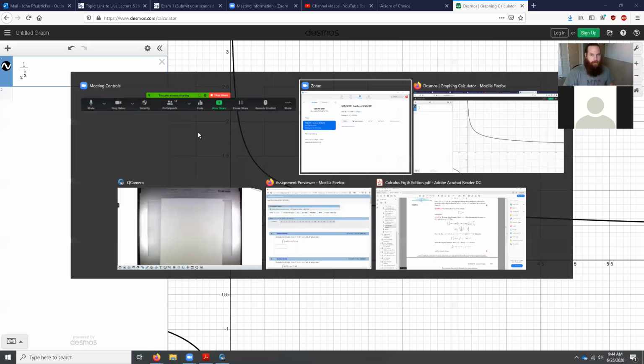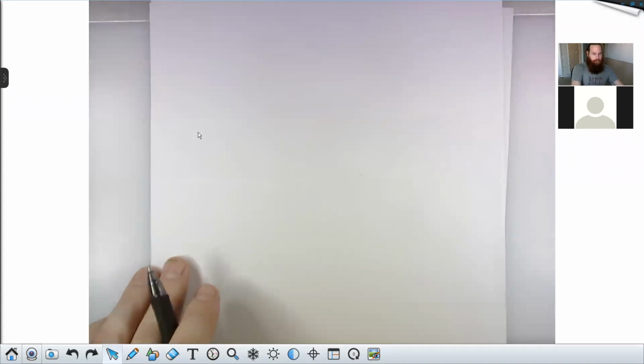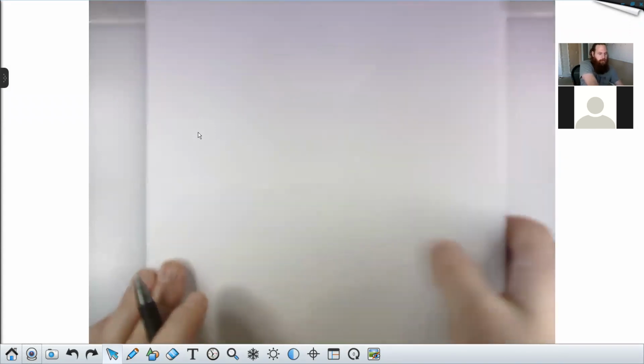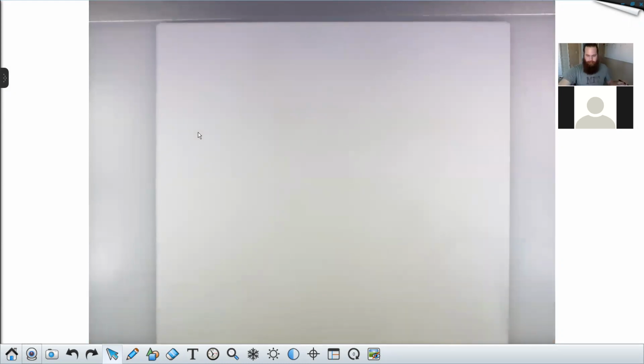Switched over to the dot cam here. We worked a lot of concrete examples last time. I want to do an abstract example or two, and I'll show you what I mean by that.